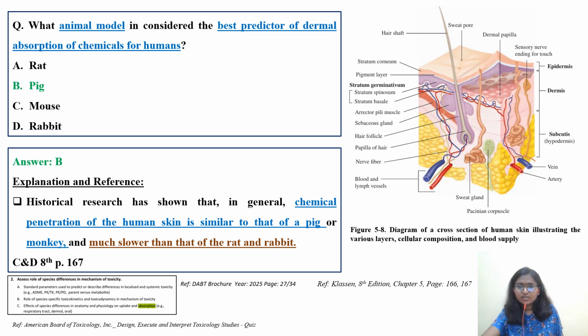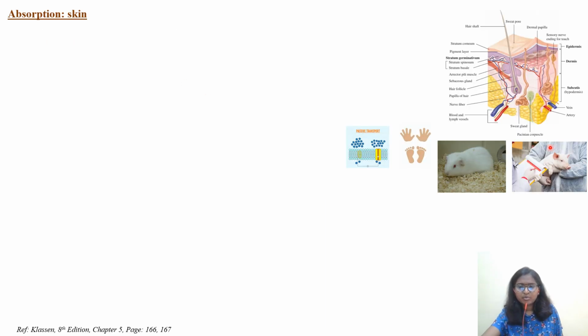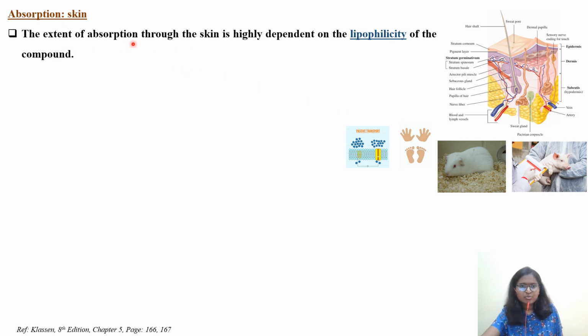Now let us try to remember the important points in the case of absorption through the skin. The extent of absorption through the skin is highly dependent on the lipophilicity of the compound. As we know, the cell layer is made up of a phospholipid bilayer, so based on the lipophilicity or hydrophilicity of a chemical, cell membrane penetration takes place. Similarly, in the case of skin, the extent of absorption is highly dependent on the lipophilicity of the compound.